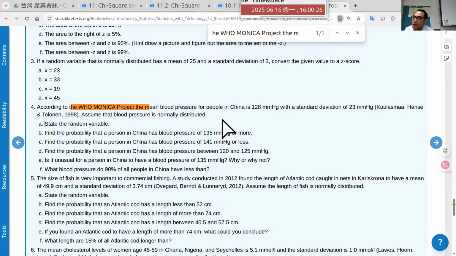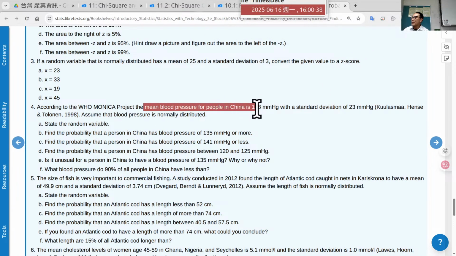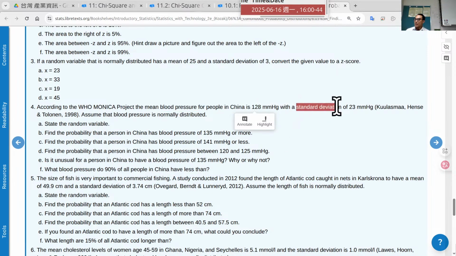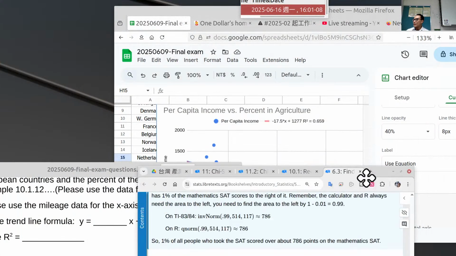Okay, here we concentrate on those values. First one, the mean. The mean is 128. The second key number, the standard deviation, is 23 millimeters of mercury. Okay, there are 2 key numbers. The first number is the mean, 128. The second one is 23 millimeters of mercury. Okay, the first question.